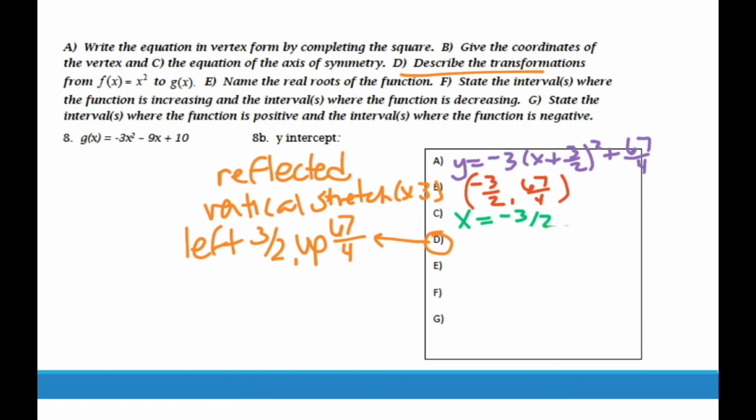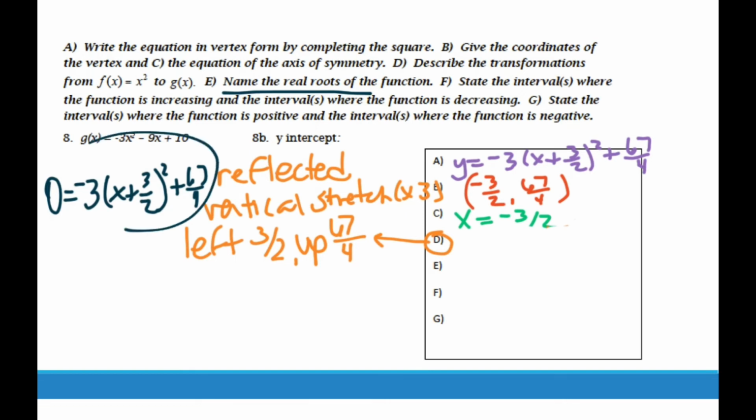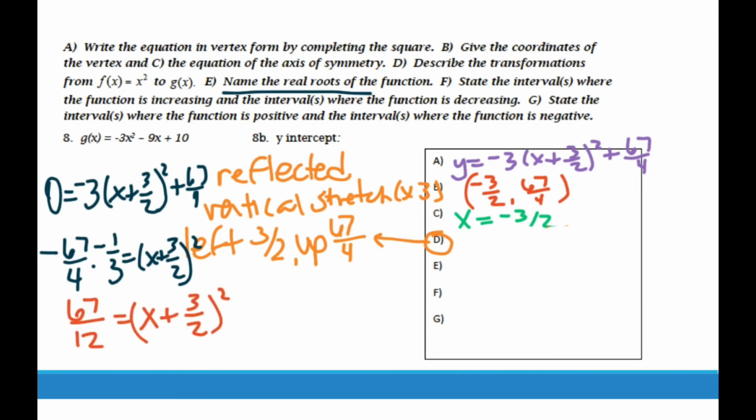Okay, and then the next thing we're going to do is name the real roots, and so that's where we solve the equation. So I'm going to go back to this version of it, the vertex form, and I'm going to set y equal to 0. And then I'll solve that by getting x on the side by itself and take the square root of both sides and so on. So I'm just writing out my steps here. You, of course, can just do it and then play the video again.